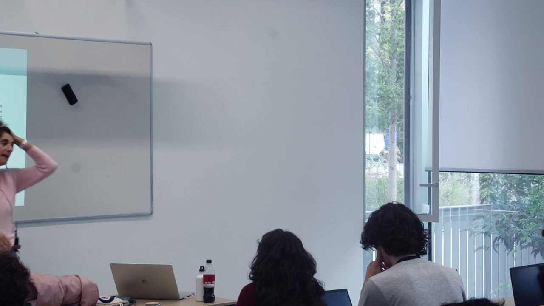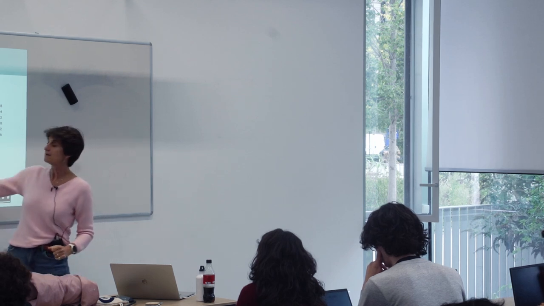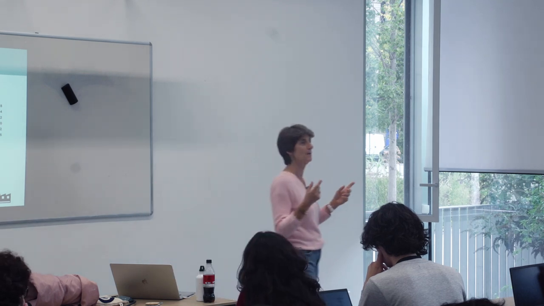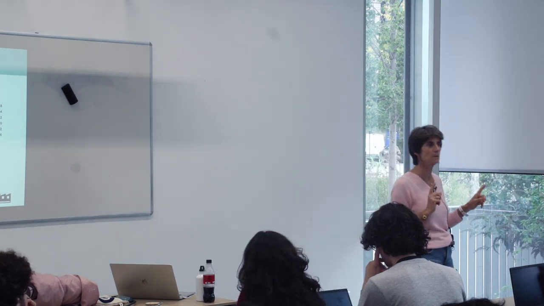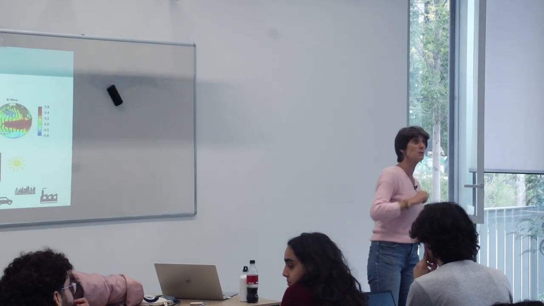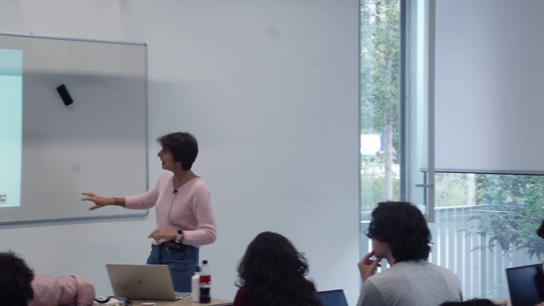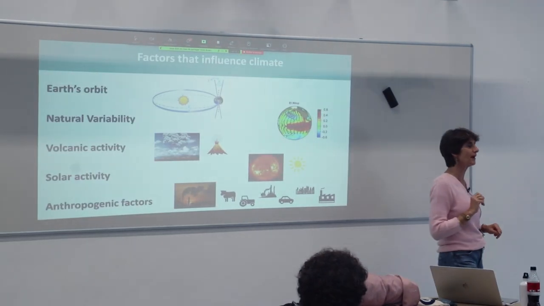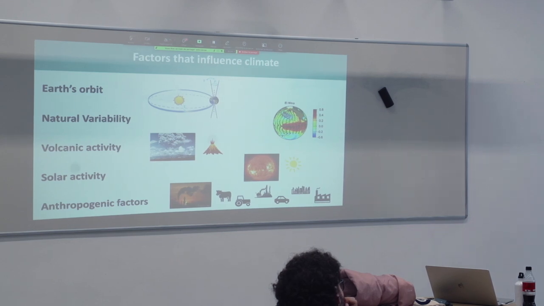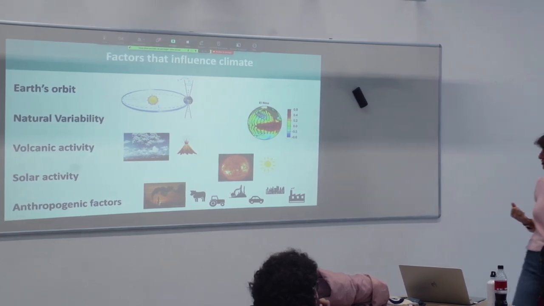Then there is the volcanic activity. There is the solar activity. So volcano, what happens when there is a volcano? Is it going to cool or to warm the globe? It's going to cool due to the ashes in the atmosphere that block out the energy. Exactly. So it's a cooling. Solar activity, on the reverse, is a warming. And we have all the anthropogenic factors. So all our emissions, our land use, etc., can also be a cause of climate change.